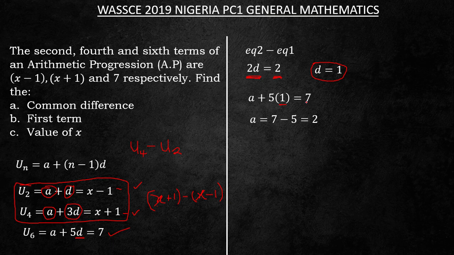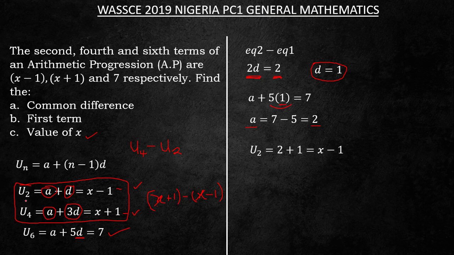Then I multiply this to get 5. Then I move it to the other end, it becomes minus 5. So now the a is equal to 7 minus 5, and that is going to be 2. So it means that the first term is equal to 2. So now that we have gotten the first term and the common difference, now we can solve for the value of the x.